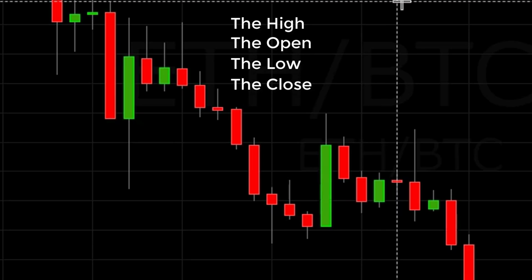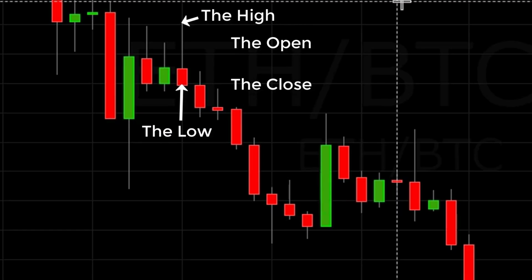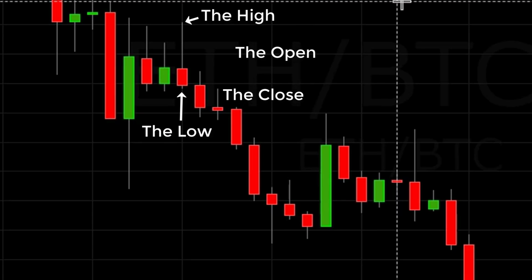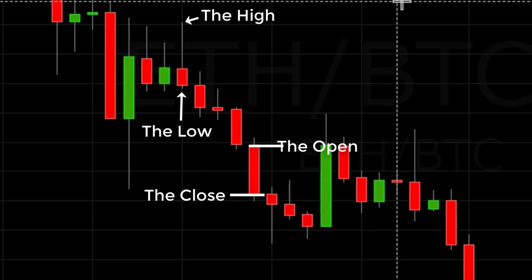The open is the price at the very start of the day. The high is the highest price that was reached during that day. The low is the lowest price that was ever reached during that day. And the close is the price at the end of the day, after which a new candle begins. So the wick displays the high and the low, and the body displays the open and the close.